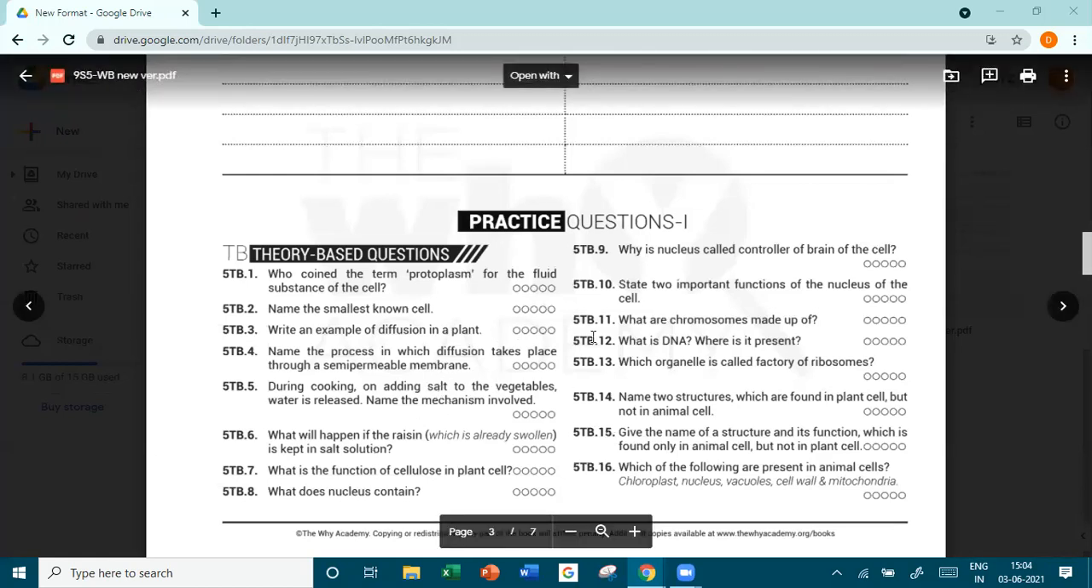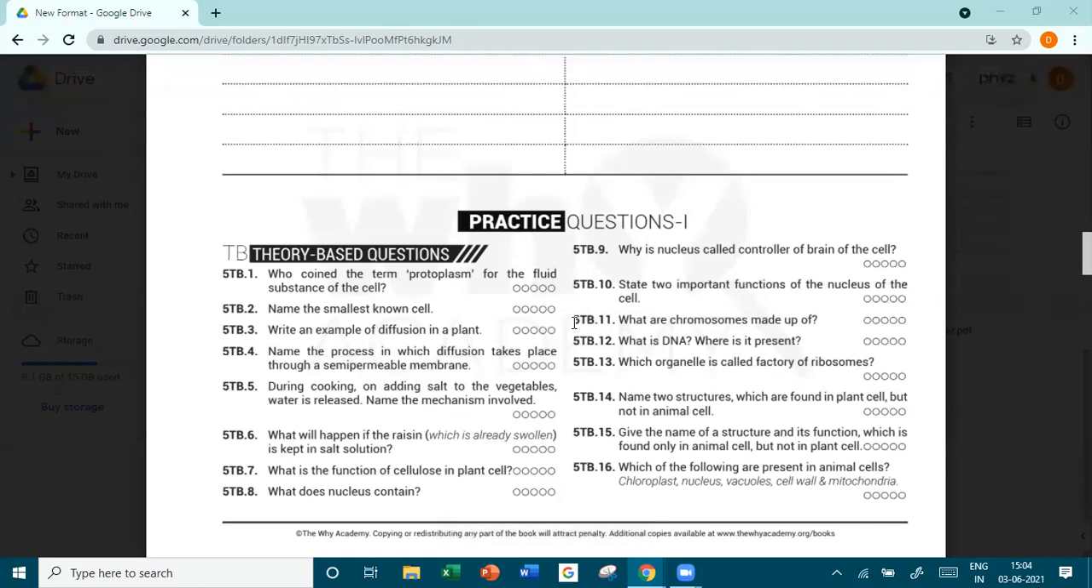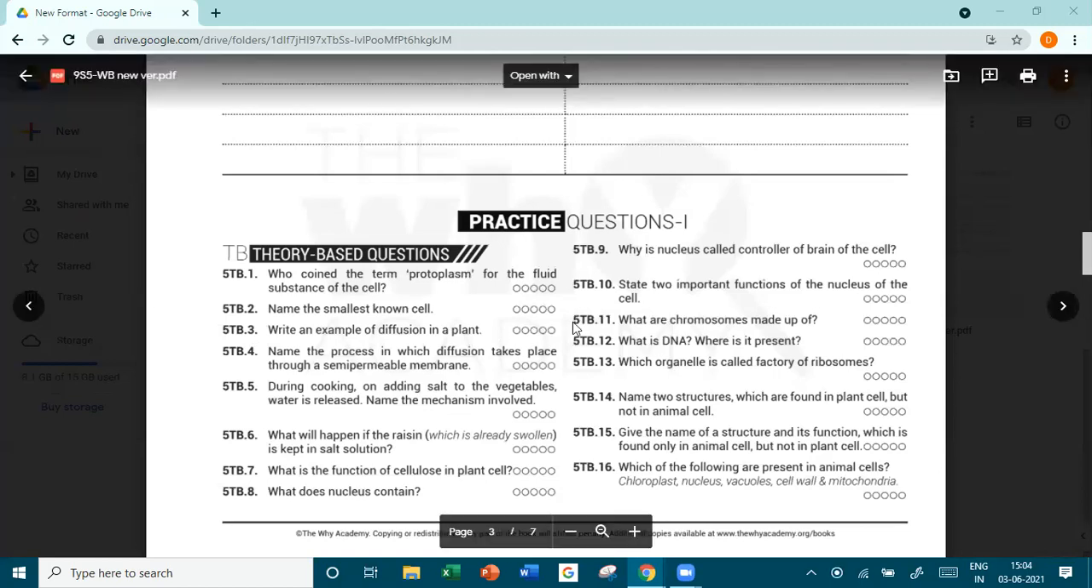Okay, so what I'll do is skip all the simple questions, which are direct, like name the cell or give examples. I'm just taking up the important ones, since you might have done these theory based questions before.